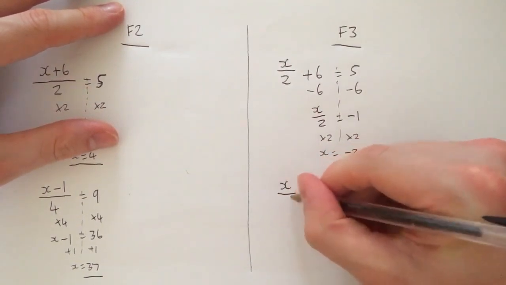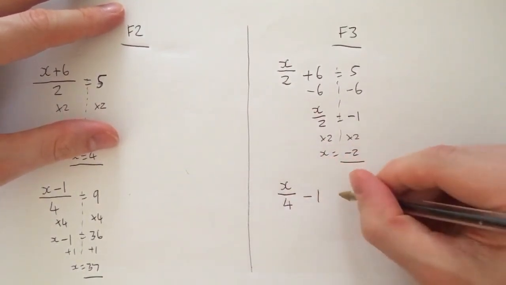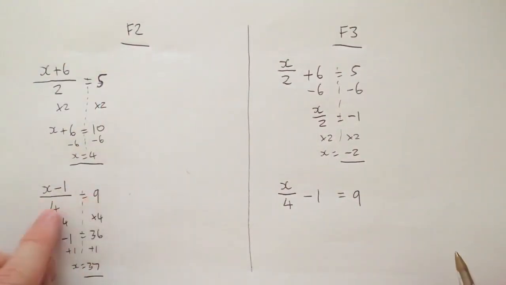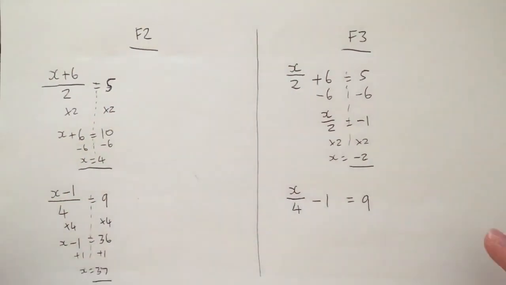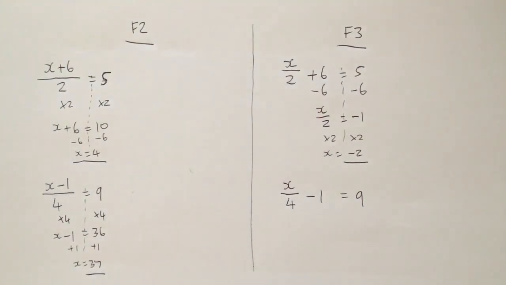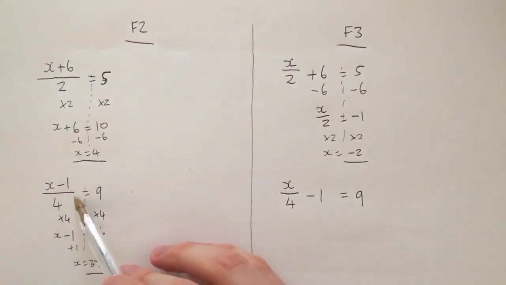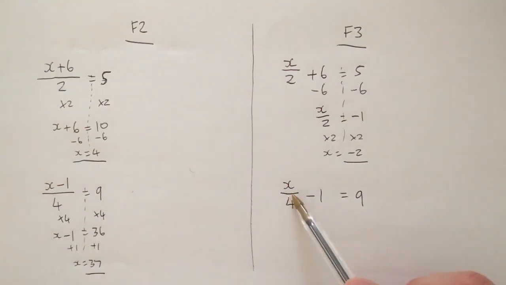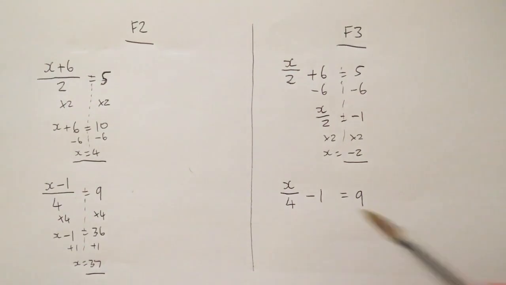x over 4 minus 1 equals 9. Again, I've done it on purpose, guys. Look at that question there. They're both very, very similar. But if I say it out loud, they are slightly different. This one: x minus 1 divided by 4 equals 9, so divided by 4 was said last. This one: x divided by 4 minus 1 equals 9, the minus 1 was said last.